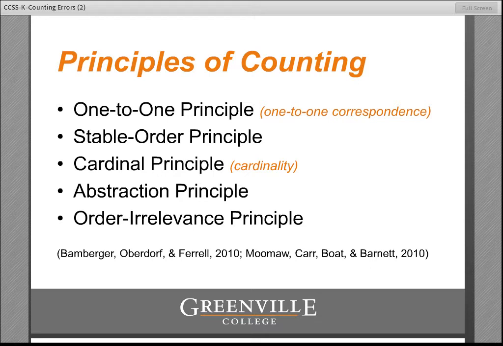The most important thing that children need to truly understand are these principles of counting that we discussed earlier in the module. So the focus for the teacher should be more focused on whether children have grasped this underlying conceptual basis of counting than whether they're accurate 100% of the time.